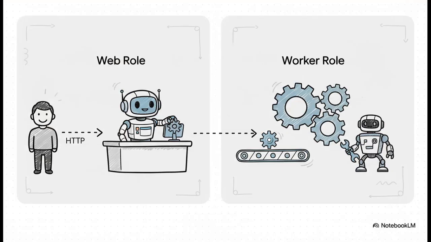Now, when you build an app using Azure's PaaS model, you're typically working with two fundamental types of compute instances, or roles. First, you have the web role. Think of this as your front door. It's the part of your application that's listening for HTTP requests and interacting directly with your users. But what about the heavy lifting? Well, that's where the worker role comes in. It runs quietly in the background, crunching numbers, processing images, or running any kind of long, intensive task that you don't want slowing down the user experience.